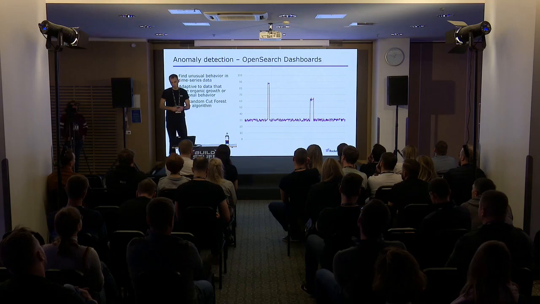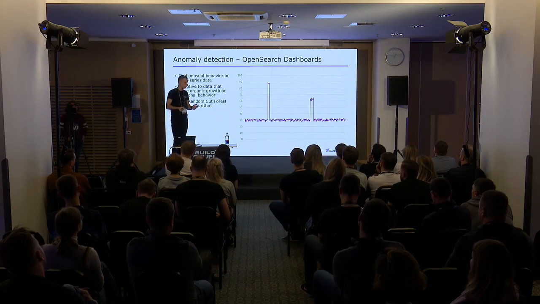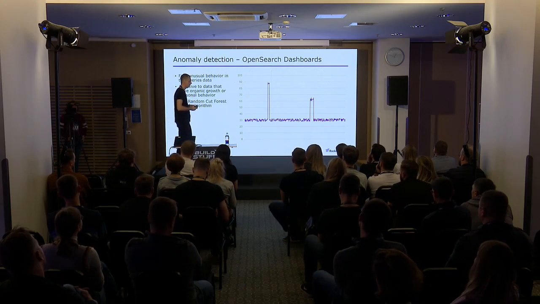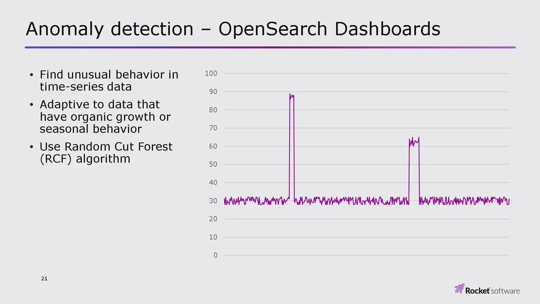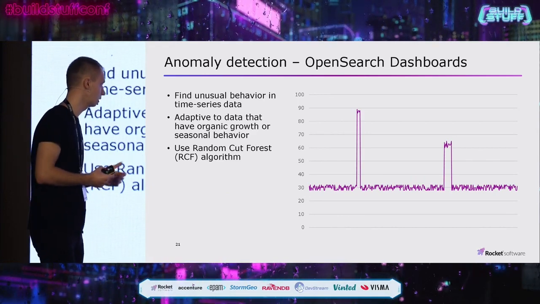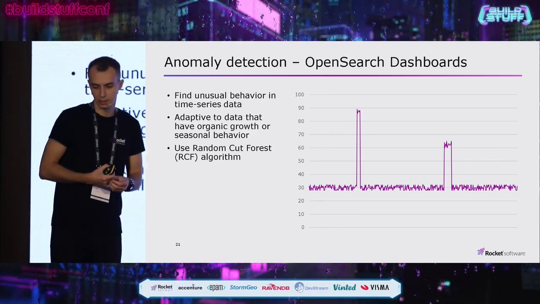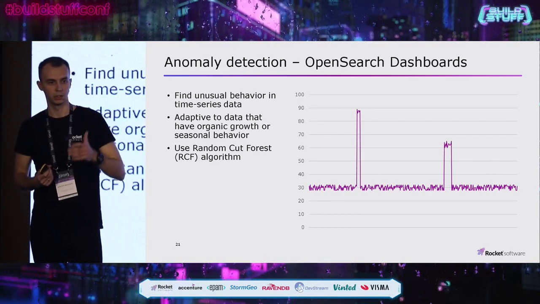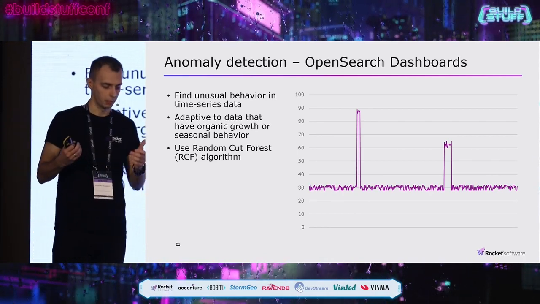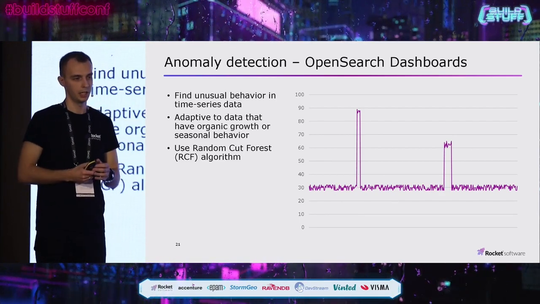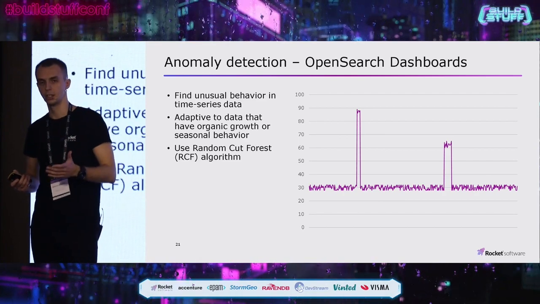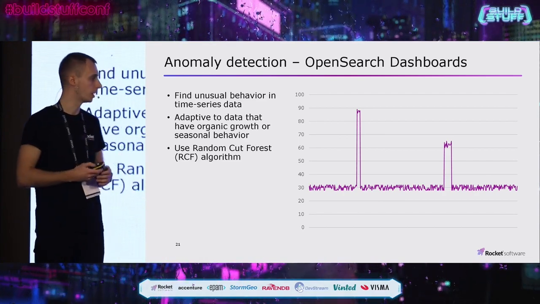Another important feature that the monitoring plugin has is anomaly detection. Anomaly detection helps you find unusual behavior in your time series data. For instance, an anomaly in your memory usage metric might help you identify an early sign of a system failure. Compared with alerts based on a static threshold, anomaly detection is adaptive to data that has organic growth or seasonal behavior, and this feature detects anomalies in near real time using the random cut forest algorithm.